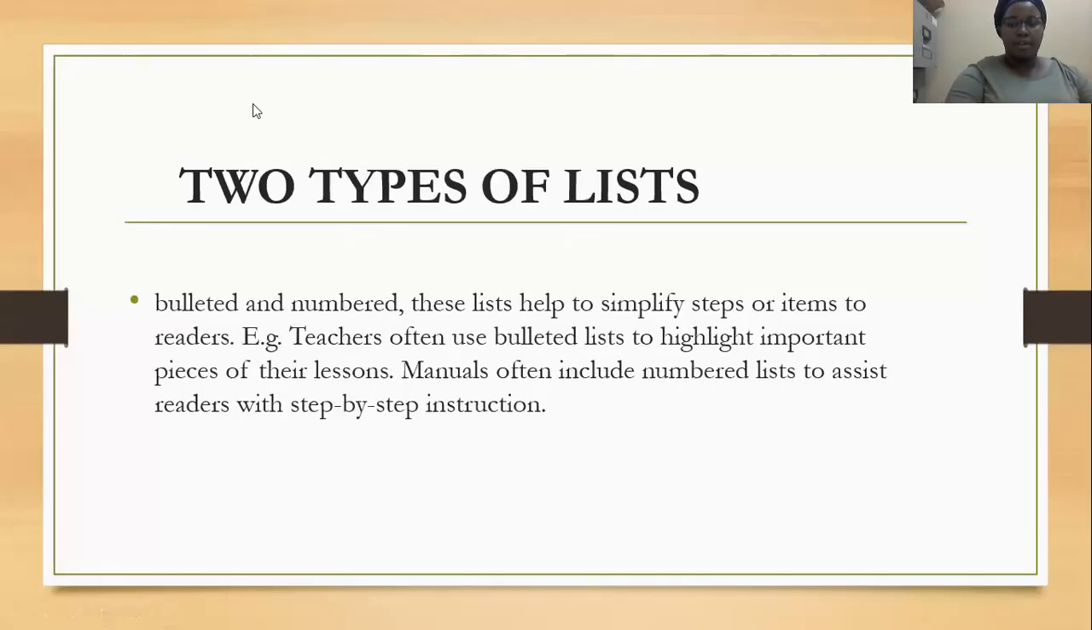In paragraph basics, we have lists, indents, and tabs. There are two types of lists. This list includes a bulleted and numbered list. This list helps to simplify steps or items to readers. For example, teachers often use bulleted lists to highlight important pieces of their lesson, and manuals often include numbered lists to assist readers with step-by-step instruction. As you know, for example, a cooking recipe or a cookbook uses numbered lists for step-by-step instructions.